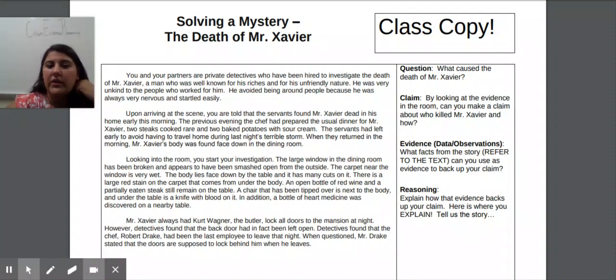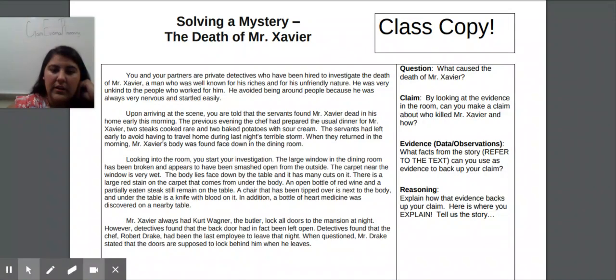Solving a mystery, the death of Mr. Xavier. You and your partners are private detectives who have been hired to investigate the death of Mr. Xavier, a man who was well known for his riches and for his unfriendly nature. He was very unkind to the people who worked with him or worked for him. He avoided being around people because he was always very nervous and startled easily. Upon arriving at the scene, you are told that the servants found Mr. Xavier dead in his home early this morning.